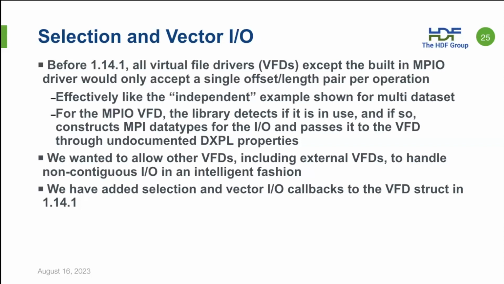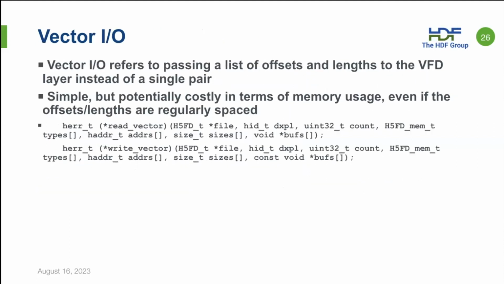The MPIO driver uses a special undocumented internal property where the library checks to see if it's the MPIO driver, and if it's using that specific driver, it makes the data types and stuffs it in the property list and passes it down, and then the MPIO driver knows to check for it. But you can't really use that with other drivers, and so we want to open it up. So we've added new selection vector IO callbacks in the VFD struct, along with the machinery in the library to pass that information instead of just iterating over contiguous blocks.